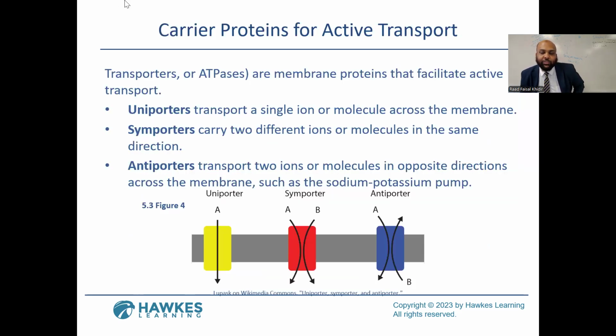The carrier proteins for active transport. You see, this is a uniporter. It carries 1 type of molecule. Symporter, 2 down the concentration gradient. And antiporter, 1 one way and 1 the other. This is an antiporter. So 1 goes in and 1 goes out. So an example for that is the sodium-potassium ATPase. It'll send sodium out and it'll bring potassium in, 2 opposite directions, making it an antiporter.